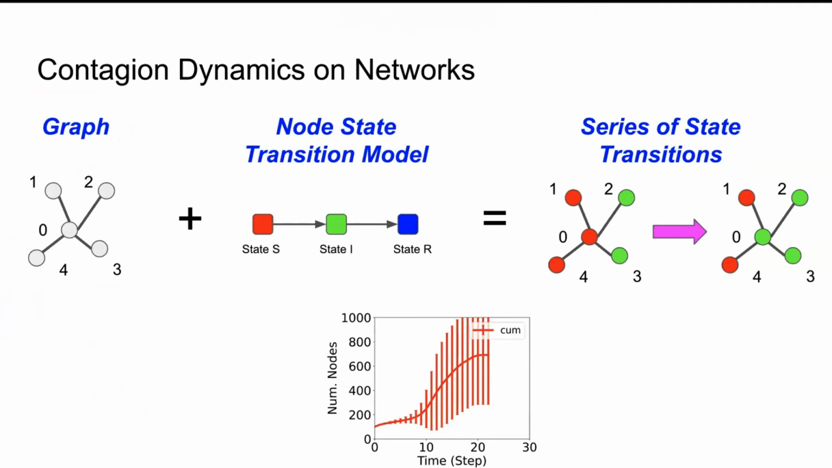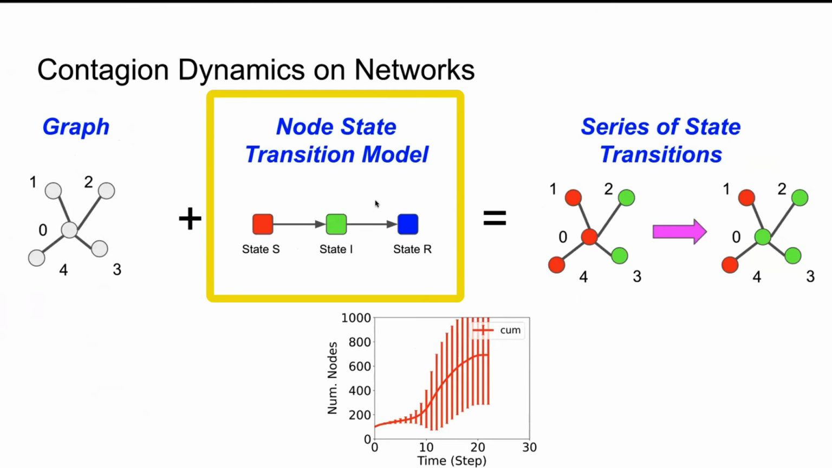This section is on contagion dynamics on networks. So what do we mean by that? A couple of elements here for the inputs are the graph itself. This is a 5-node graph. It's a star with a hub node, node 0, in the middle.